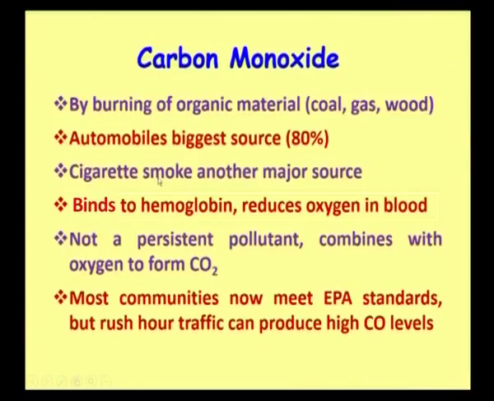So, carbon monoxide is mostly produced by automobiles and cigarette smoking, and it combines with the hemoglobin and reduces the oxygen in the blood. It is not a persistent pollutant; it combines with oxygen, that is what we have already discussed, to form carbon dioxide. Most communities now meet the EPA standard, that is the pollution standards, but the traffic can produce high carbon monoxide levels.